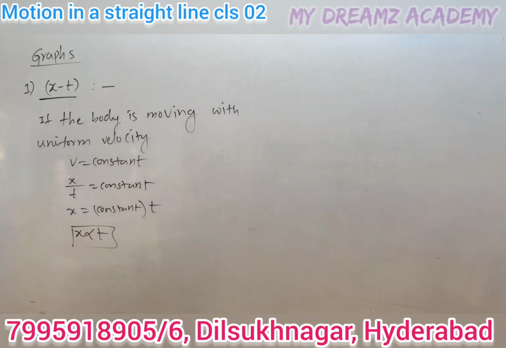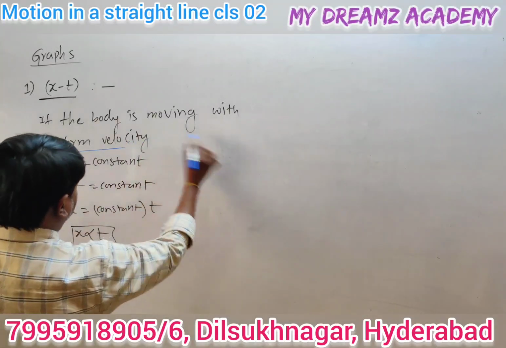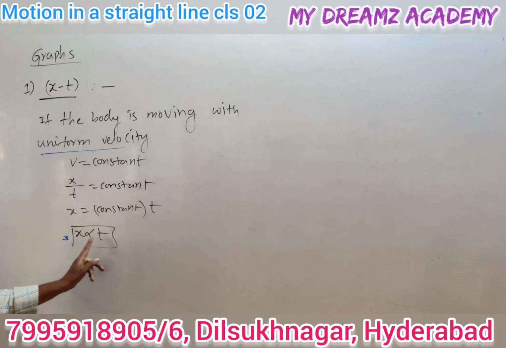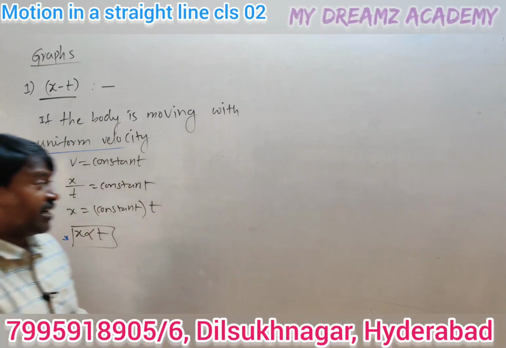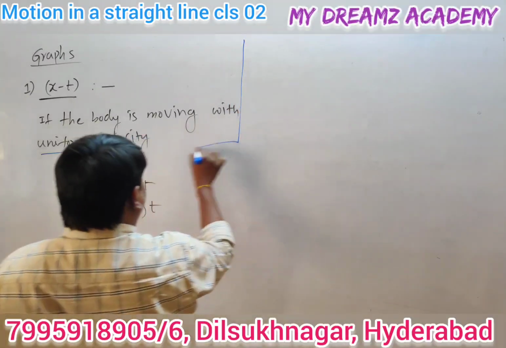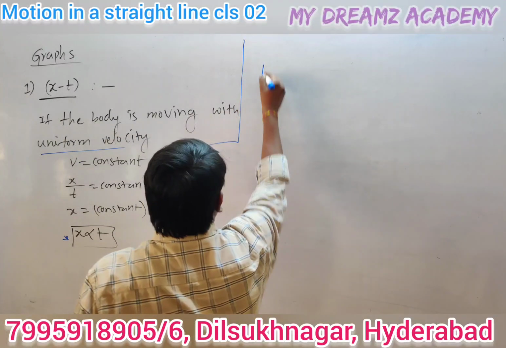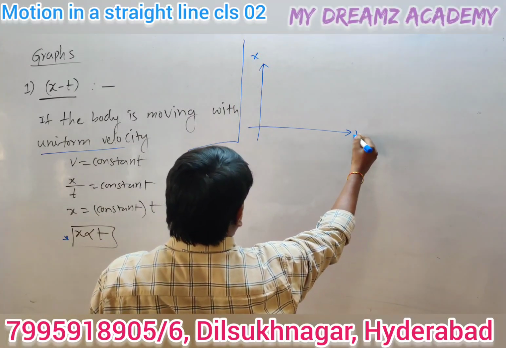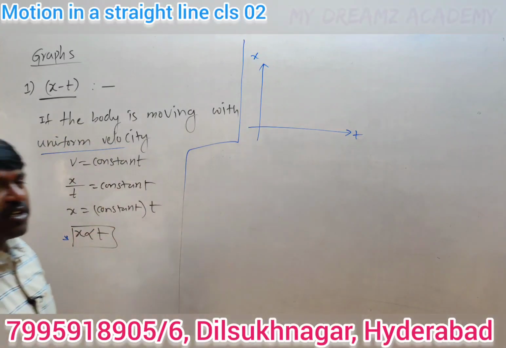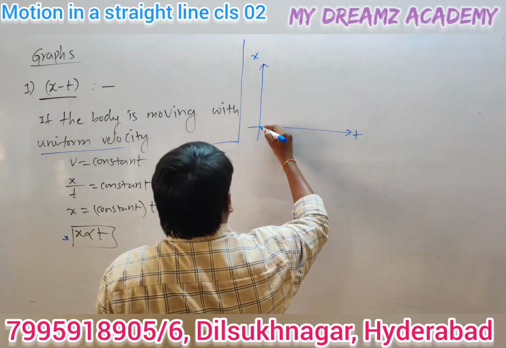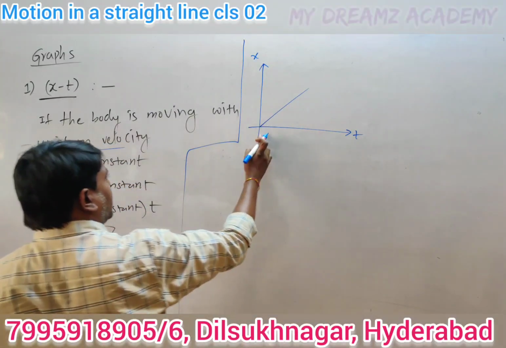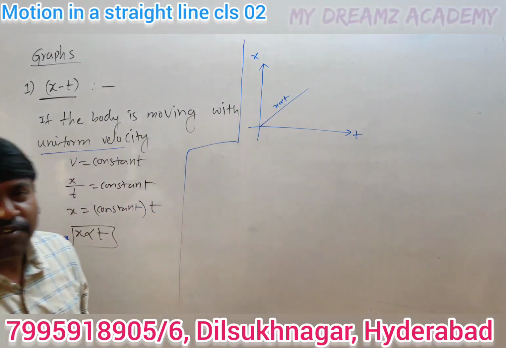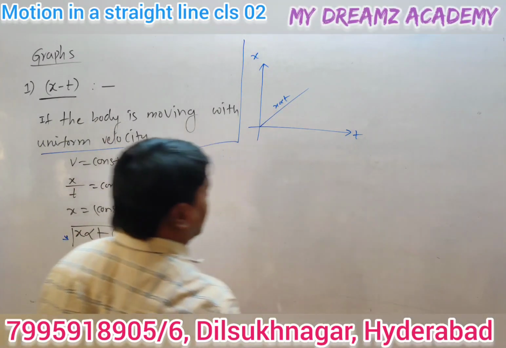Now if the body is moving with uniform velocity, the relation between displacement and time is x is directly proportional to t. If you plot the graph between displacement and time, considering displacement along the y-axis and time t along the x-axis, we get a straight line from the origin. Suppose the body is moving with uniform velocity, the xt graph is like this.